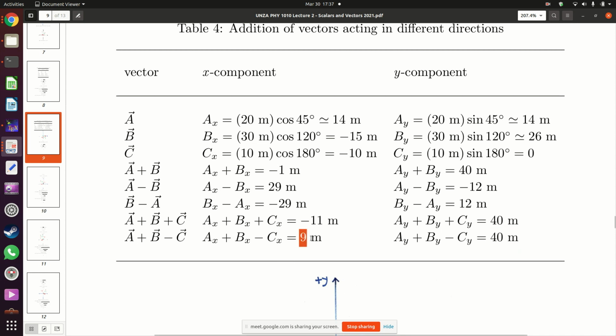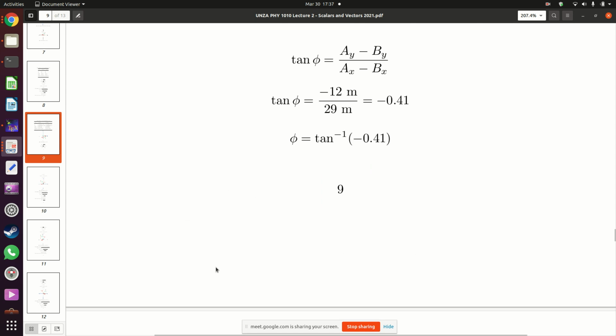So from these components, 9 meters for the x component and 40 meters for the y component, we can get the size of A plus B minus C. We can work out the size.